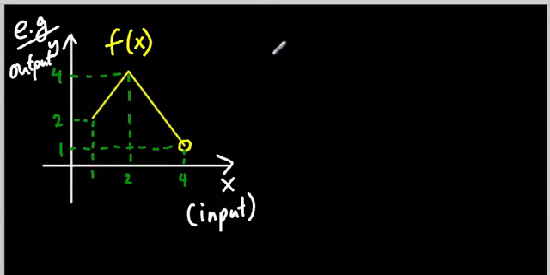So let's say, for example, I ask you, what is the value of f of 1? What this means is that we have an input of 1. In other words, here on the x-axis, look at 1 and see what the output is. So when the input is 1, the output is 2, and that is simply equal to 2.